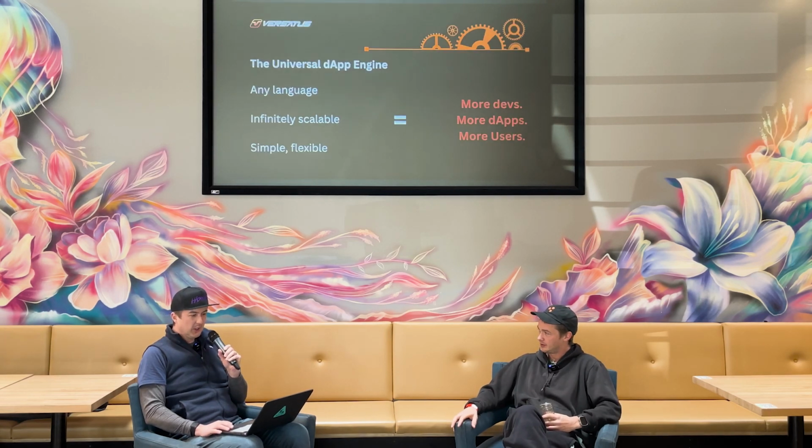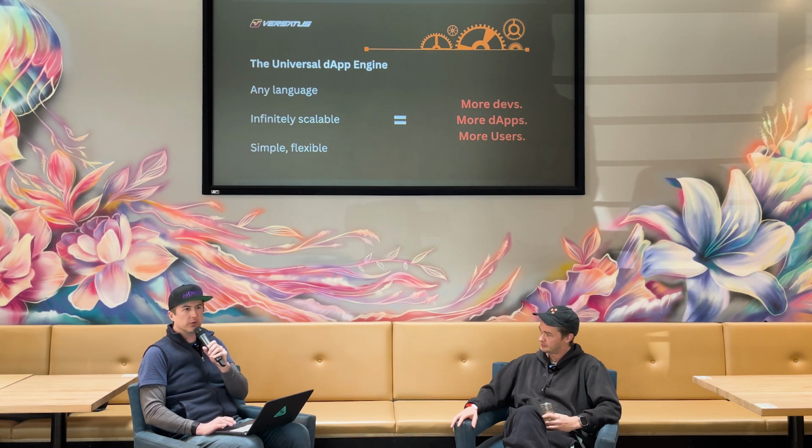So what is Versatus? We're building what we call the universal DApp engine. The vision is to create a compute layer on top of blockchain that allows developers from the Web 2 world to bring any language to writing programs, or what we call smart contracts, to the Web 3 world. There's 22,000 developers in Web 2, and we believe that reaching the 27 million developers in Web 3 is how we bring more devs to this world. Then that will bring more dApps and then ultimately more users.